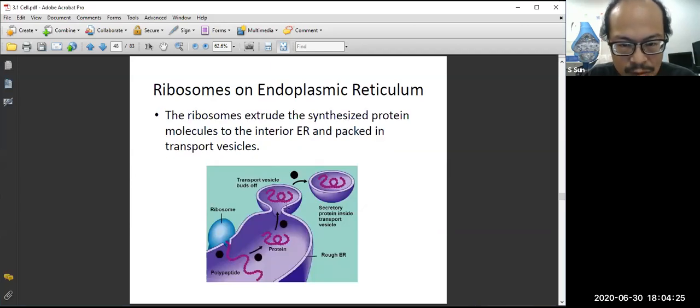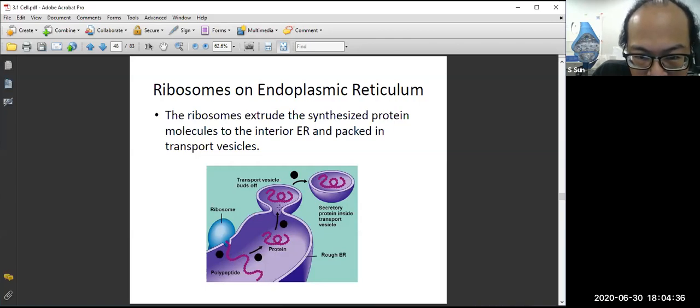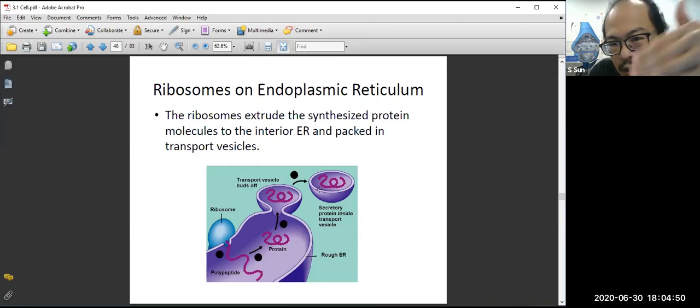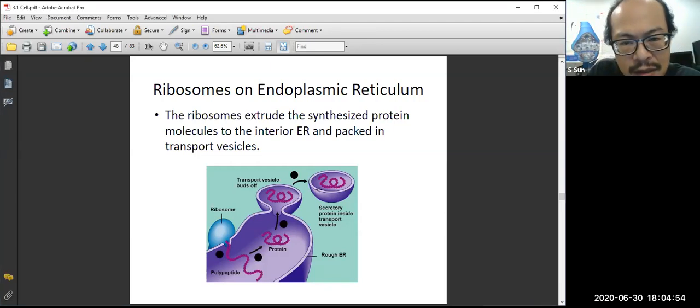Let's look at this one here. This is the ribosome. It's a fixed one. They will produce the protein. This is ER, endoplasmic reticulum. First is the primary structure, a linear structure. Then it's folded and packed in the vesicles. Then this vesicle will be pinched out. The next step is going to the Golgi apparatus to do further processing.